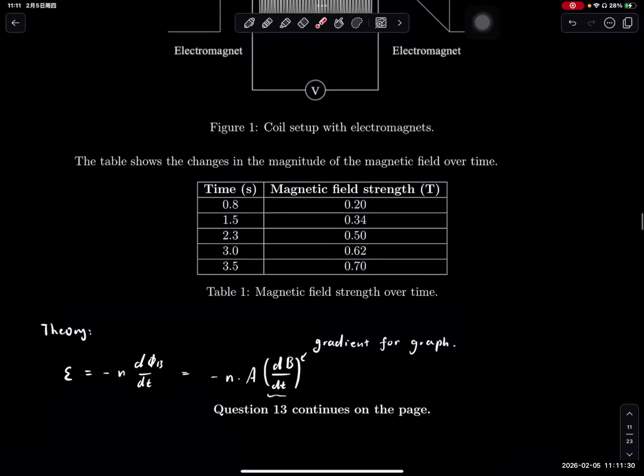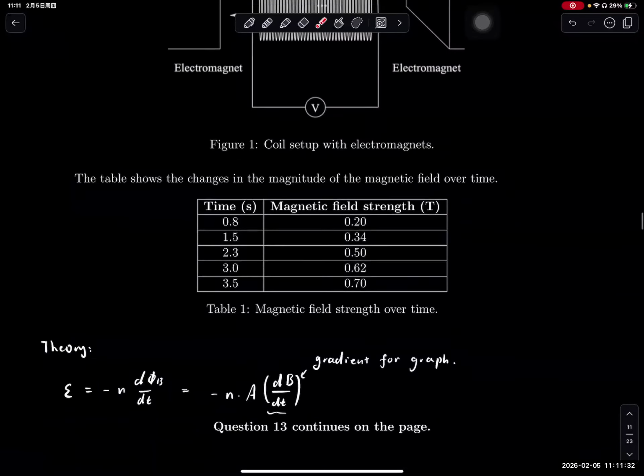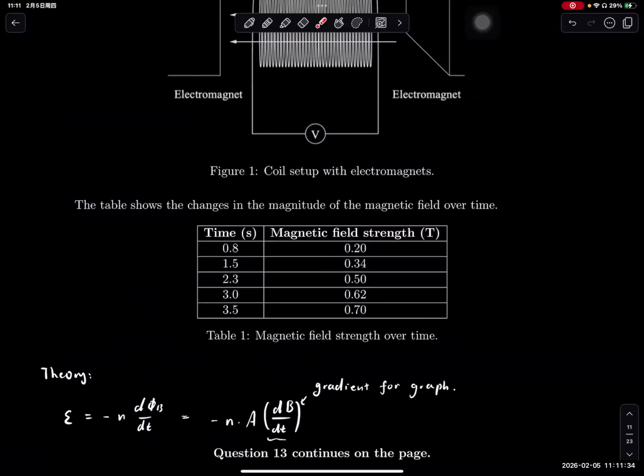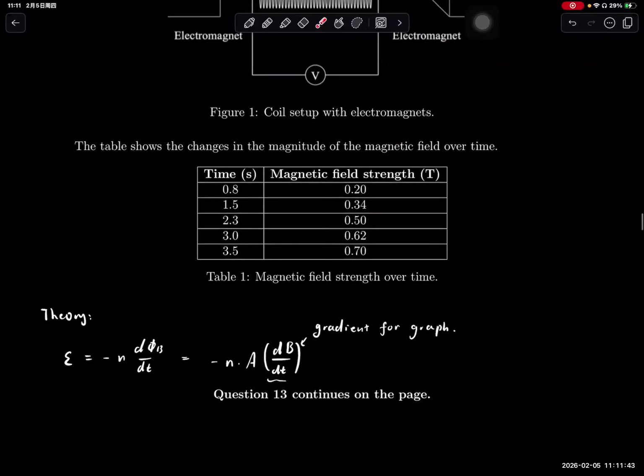Here we have a bunch of data, right? And anytime you see this data, it's time for you to derive a theoretical equation. So we have a relationship between time and magnetic field. It's changing and the time is changing. So we're going to have a plot, okay?